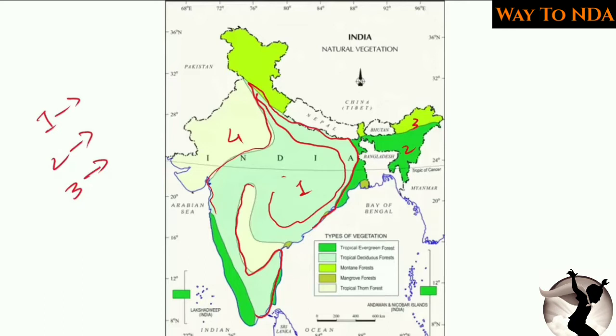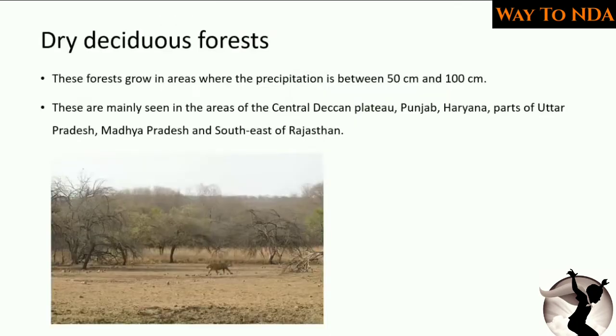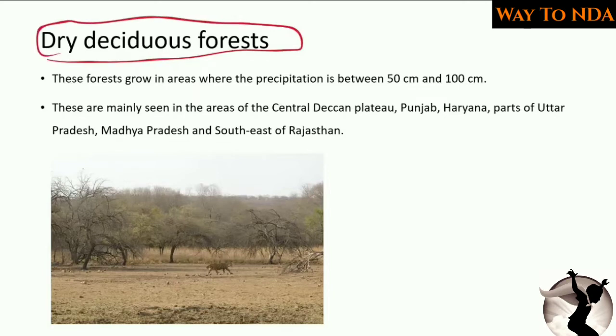So remember, in this area you will find the tropical evergreen rainforest and in this area you will find tropical deciduous forest और monsoon type of forest. Okay, ये एरिया में आपको monsoon type of forest और deciduous type of forest भी मिल जाएंगे. Now the next forest is dry deciduous forest. Okay, so this is the subdivision of the deciduous forest.